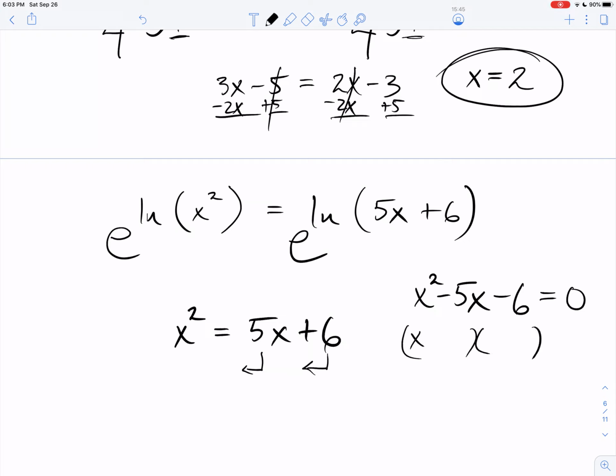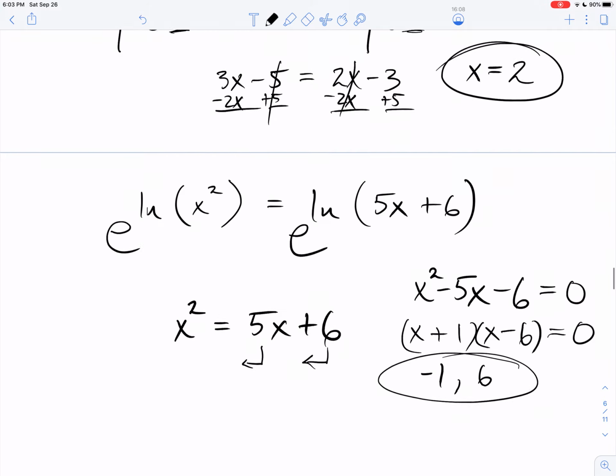And then we go x and x. Let's try a plus 1 minus 6 situation out on this thing. I think that's going to be the ticket. And I end up with -1 for an answer, and I end up with 6 for an answer. I go, okay, cool. I got -1 and I got 6. There's my answers.